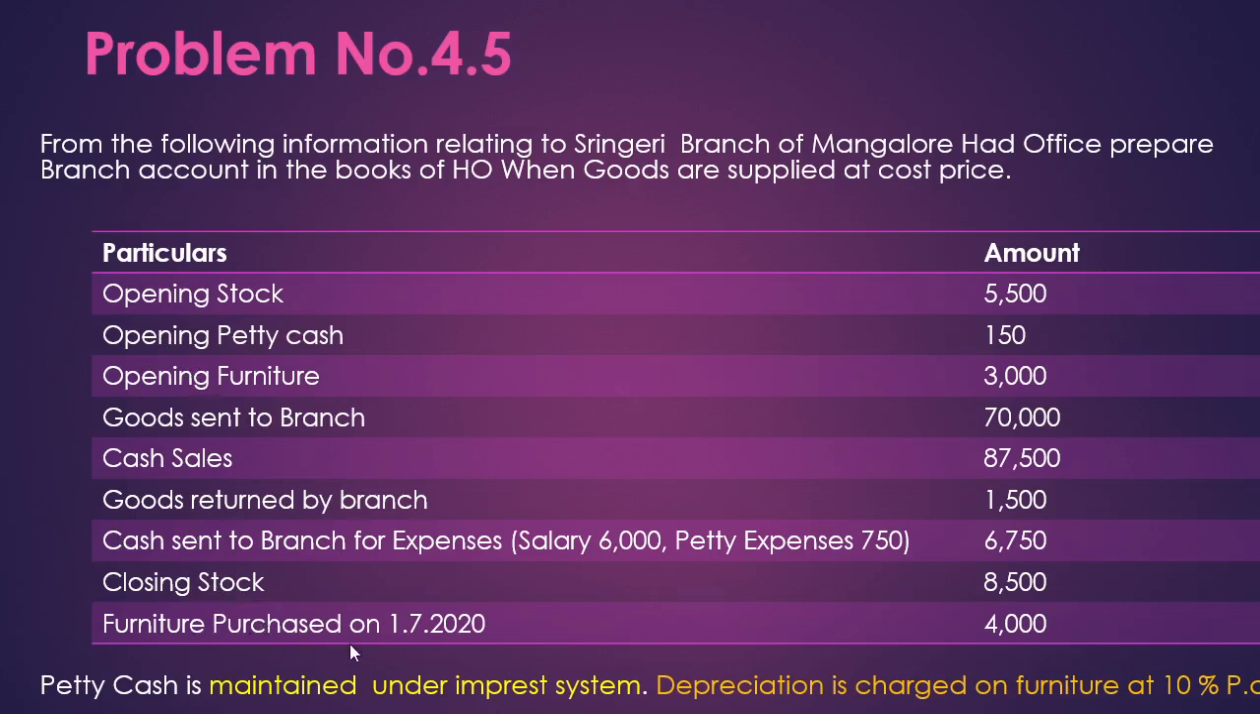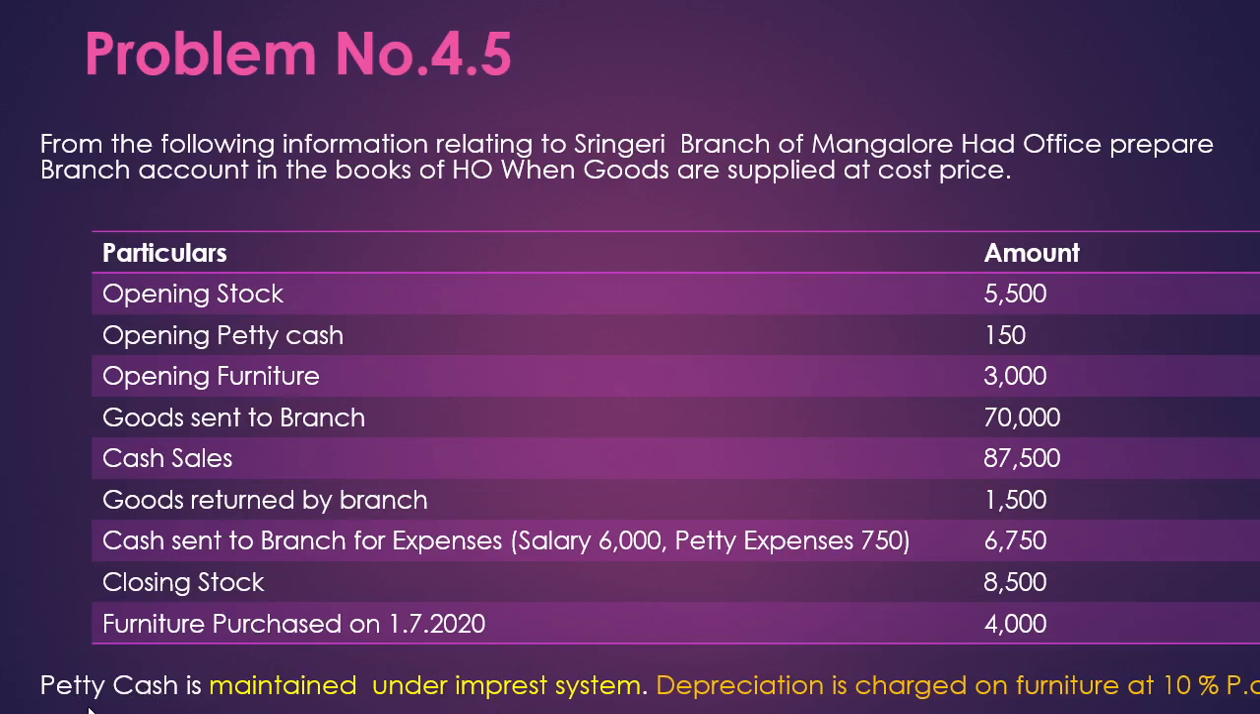So they have given furniture purchased on 1/7/2020. So that indicates in the middle of the year furniture was purchased for the use of the branch here. But you should remember it's the dependent branch. So here dependent branch means all the expenses will have to be borne by the head office only. So let me elaborate this in the solution.